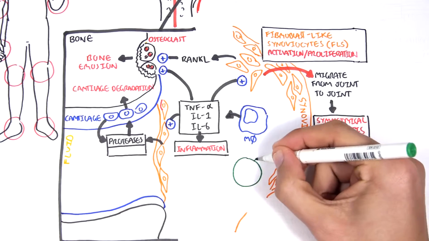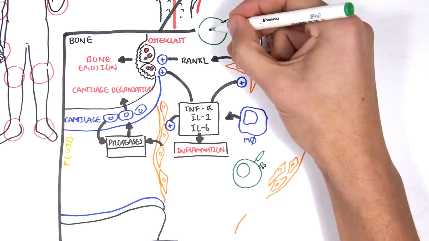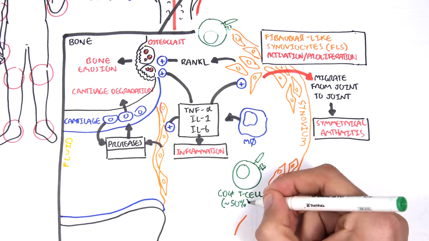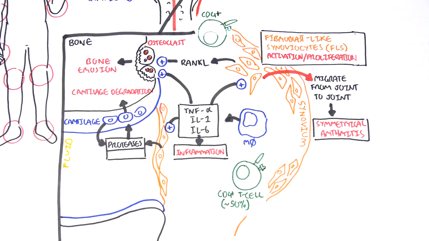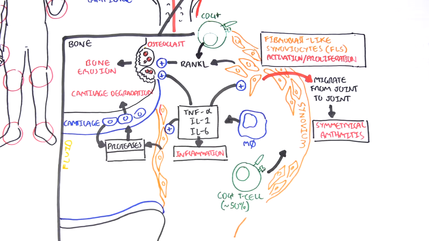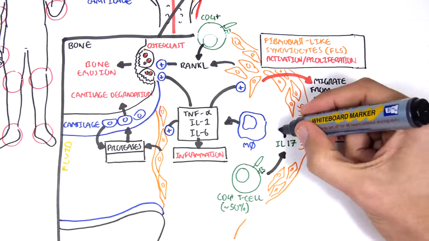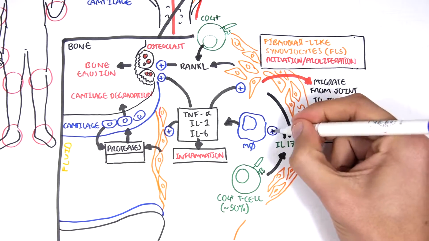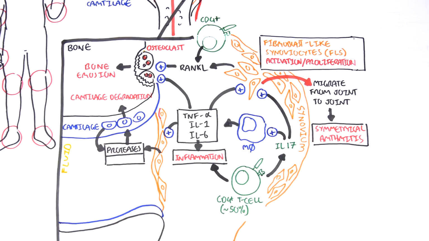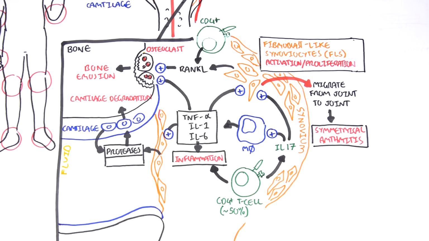We also can find T cells in the area, in the synovium. T cells make up about 50% of the immune cells in this area, so they're very important in the pathophysiology. T cells promote inflammation essentially, and they can secrete interleukin-17, which will promote macrophage activity as well as stimulate the fibroblast-like synoviocytes. The T cells also help in the expression of RANKL, which will stimulate osteoclasts for bone erosion.